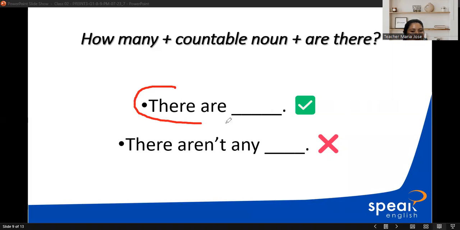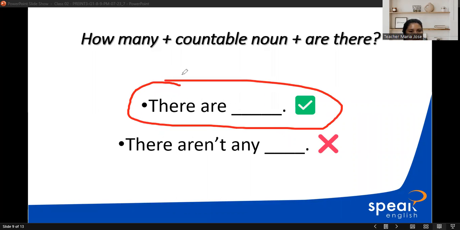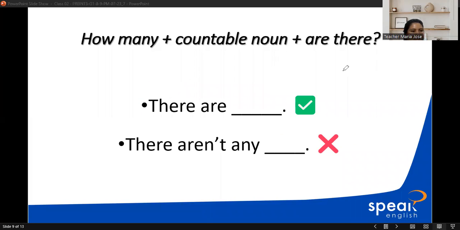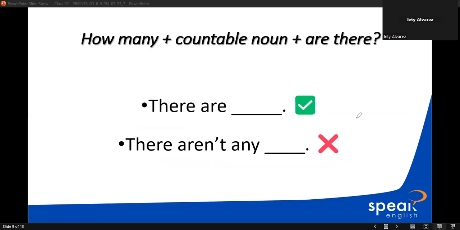Now, another affirmative sentence. Maria Jose? There is a mustard. No. There are, no is. Okay. There are 3 onions. Okay, very good. Now, can I have a negative, Letty? There aren't any potatoes. Okay, very good. What about another affirmative, Joran?